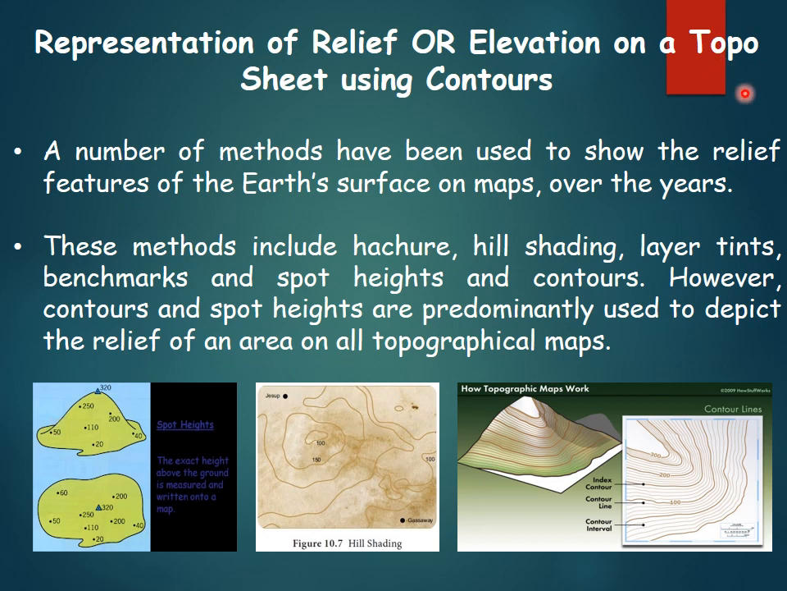Let's know more about the contour lines. There are different methods which have been used over the years to show the relief features of the earth's surface on maps. These methods include hachures, hill shading, which you can see over here in the slides, layer tints, benchmarks, spot heights, and contours, obviously. However, contours and spot heights are predominantly used to depict the relief of an area on all topographical maps.